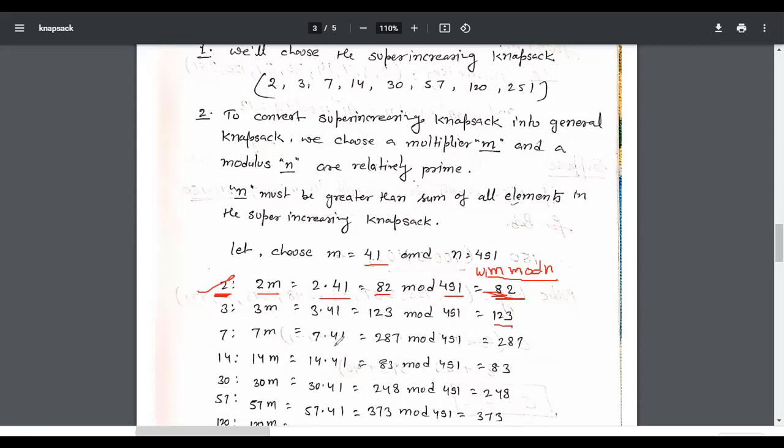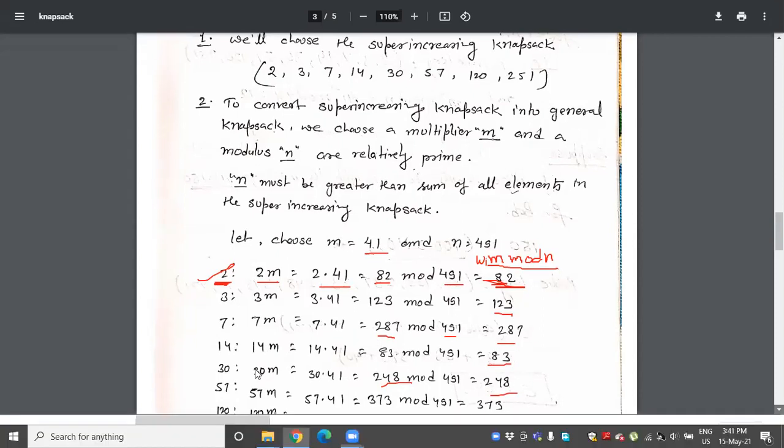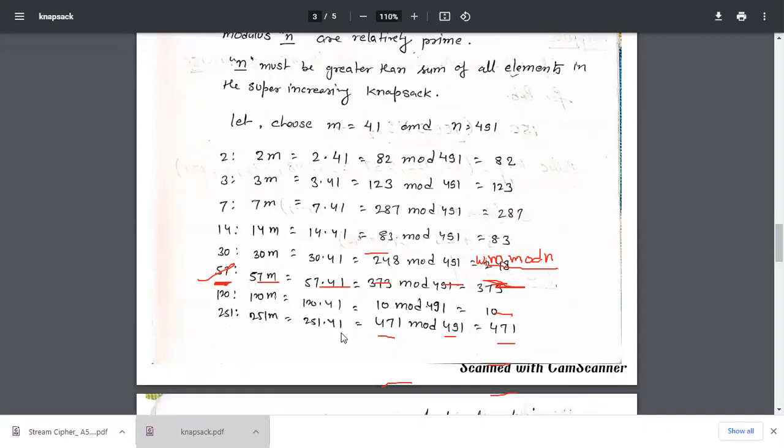Then 7m, 7 into 41, 287. Then mod 491, we will get 287. Similarly, we will calculate 14 into m, 14 into 41. After solving this, we will get the value 83. Then 30 into m, 30 into 41. After solving this, we will get the value 248. Likewise, we will calculate for all weights. At last, 250 into 41, and after solving this, we will get the value 471.